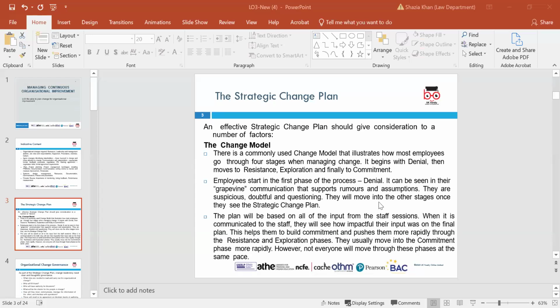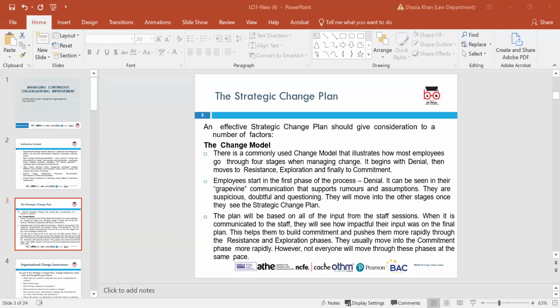Employees will start in the first place of the process. Denial, it can be seen there, grapevines, communication that supports rumours and assumptions and their suspicions, doubtful. They will move into the other stages once they see the strategic change plan. So, this plan is based on the input of the staff. So it's really important that they work around this model to try and implement the different changes that need to be brought about and make sure that they are implementing these changes.